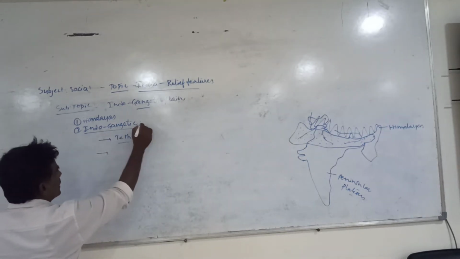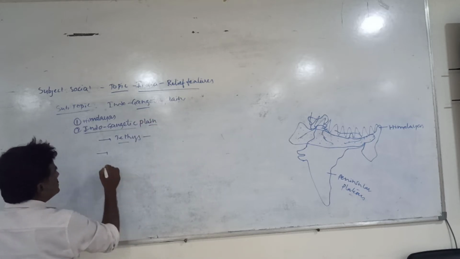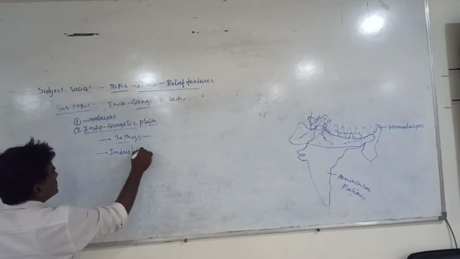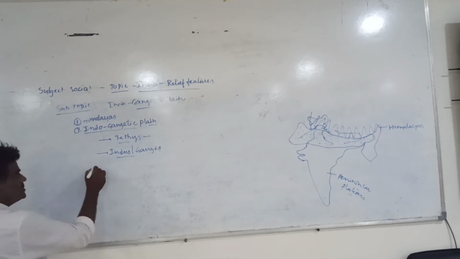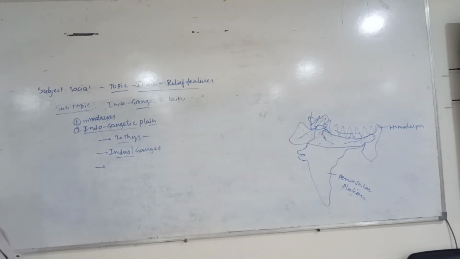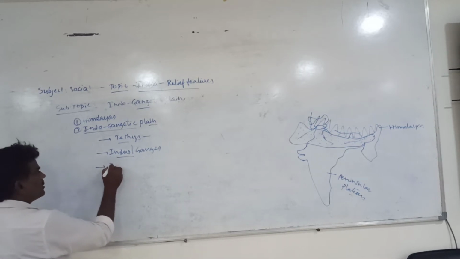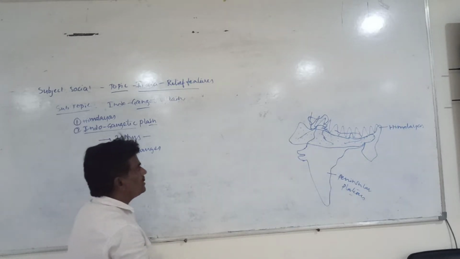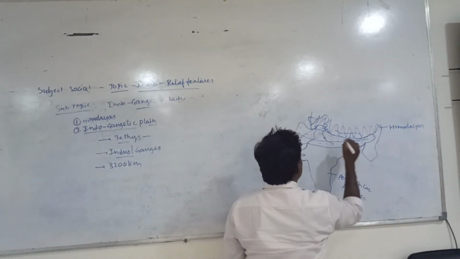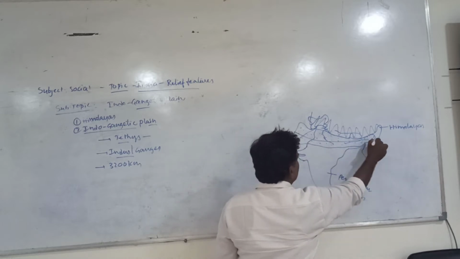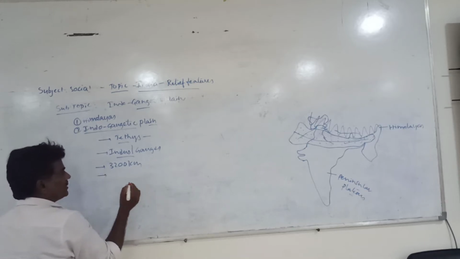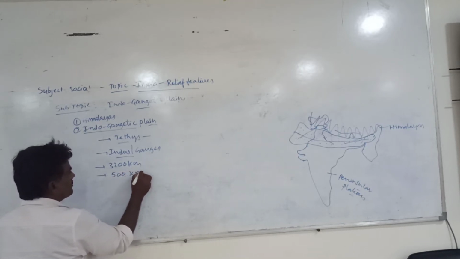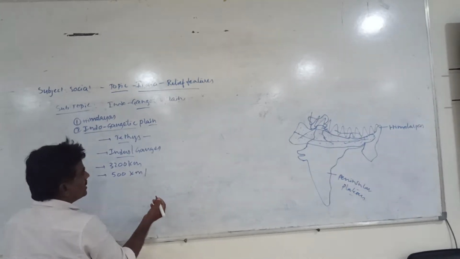These plains, the Indo-Gangetic Plains, were formed by the Indus as well as the Ganges. That's why we call them Indo-Gangetic Plains. This is one of the largest plains in the world, with a length of 3,200 kilometers. From west to east, from here to here, the length is 3,200 kilometers. Width is different. It will be 500 kilometers in some areas, more in some other areas.